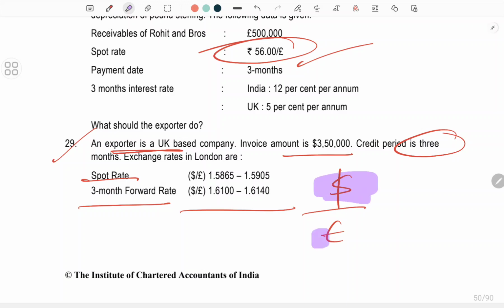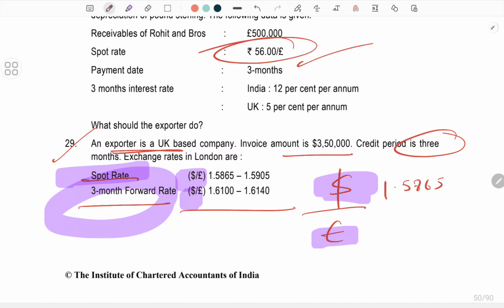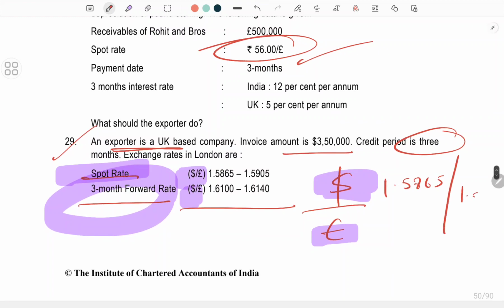See, it's a dollar by pound quote. Okay, the spot, we have to take the spot. The 3-month forward is given to you for calculating the forward hedge. Okay, so the spot is this. Now, see the quotes. Dollar by pound 1.5865 and 1.5905 are the quotes given to you.